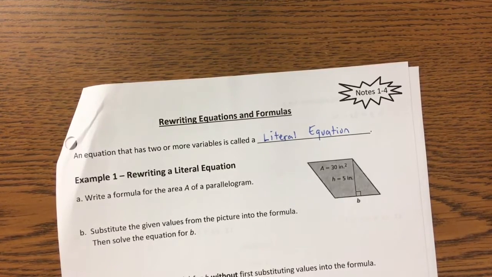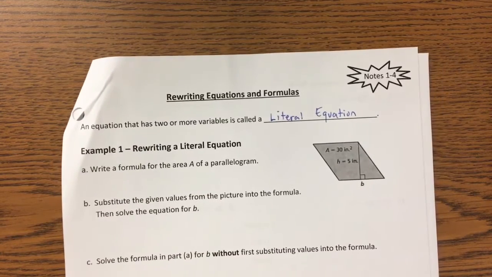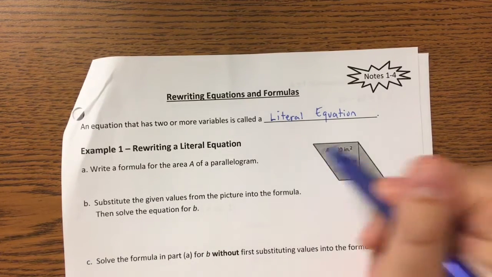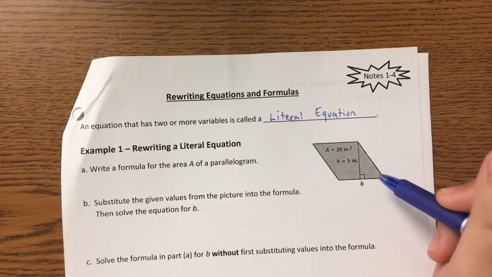And once again, what we're going to be doing today is finding out how to algebraically manipulate that equation so that you can solve or isolate one of the particular variables. So let's look at a little geometry problem here. It says, write a formula for the area of a parallelogram. Well, typically, when you think about the area of a parallelogram, you think base times height, right?